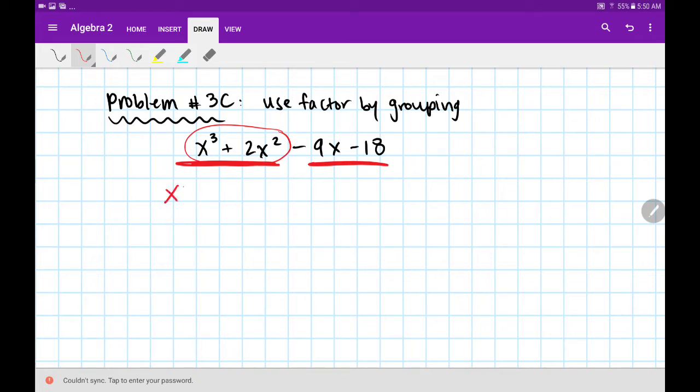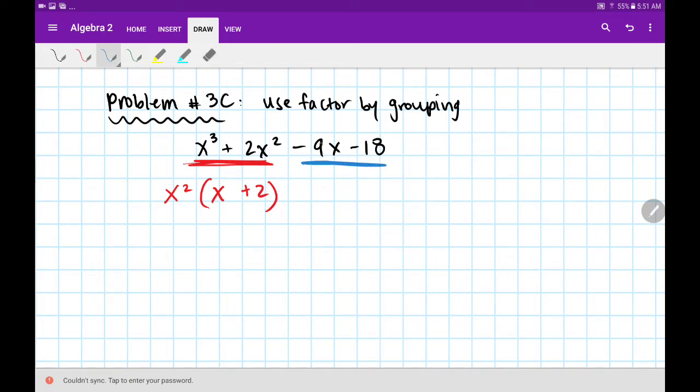So if I factor out an x squared, then ask yourself, okay, what would go here and what would go here? So x squared times what gives me x cubed? That'd be an x. And x squared times what gives me 2x squared? That'd be a plus 2. So we've already successfully used GCF on our first 2 terms. Nice. Now let's focus on our second.